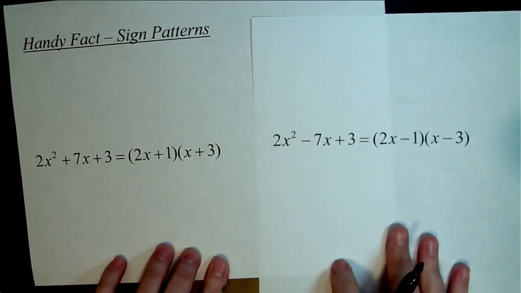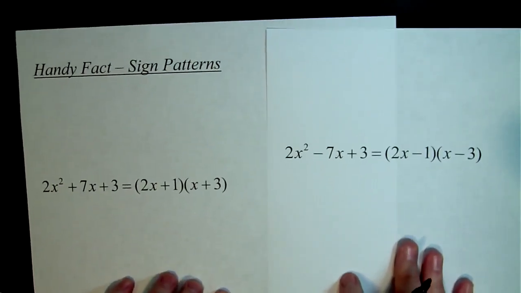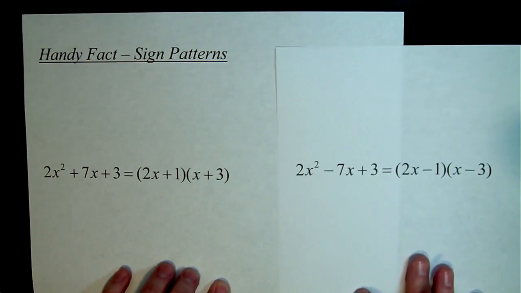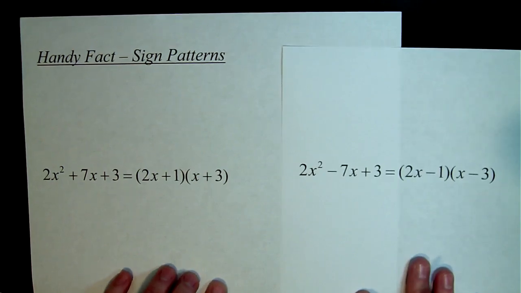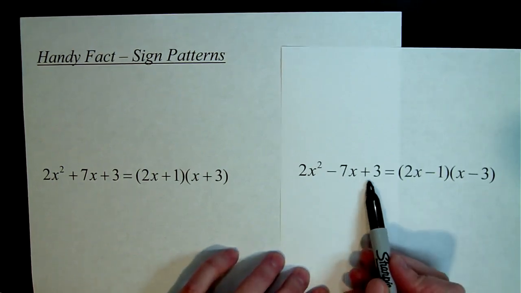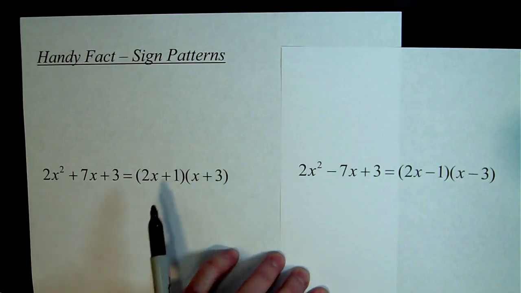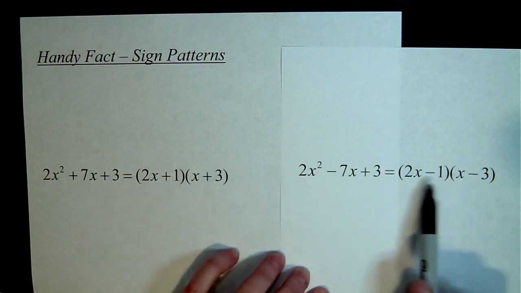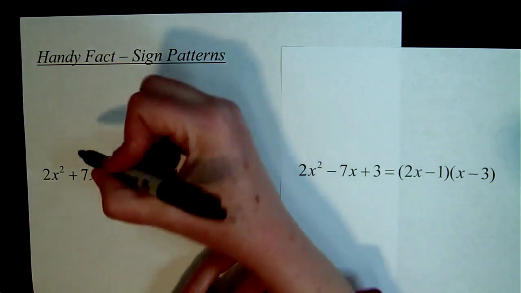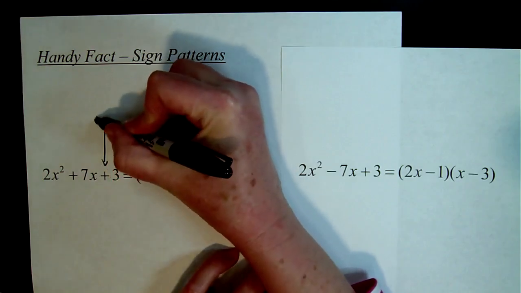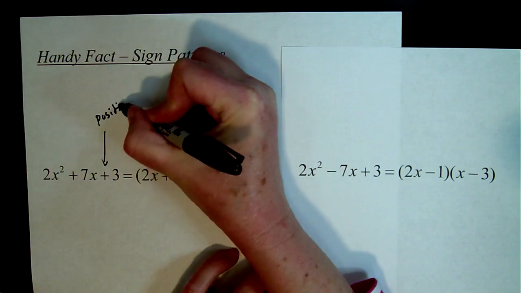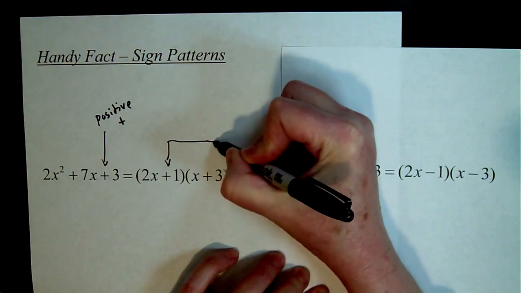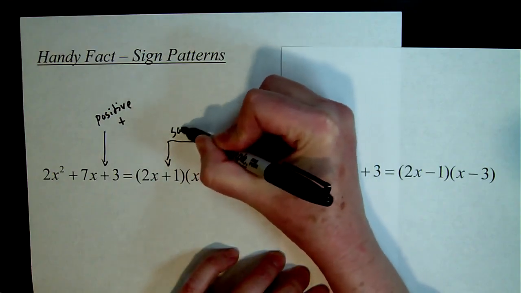Okay, so if you look at this first row, where I want us to look at the sign patterns, notice that if you have a positive constant term, either the constant terms in the parentheses have to both be positive or they have to both be negative. So if this is positive, in other words, if this has a plus sign, then these two signs have to be the same.